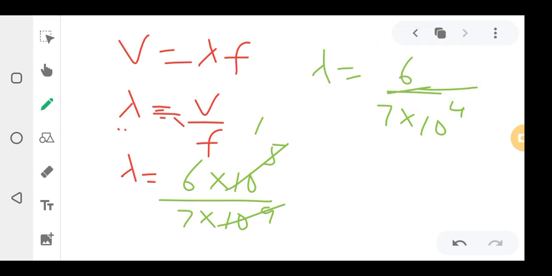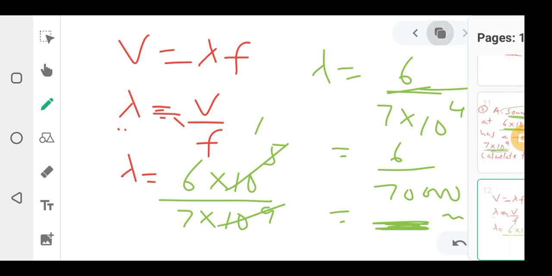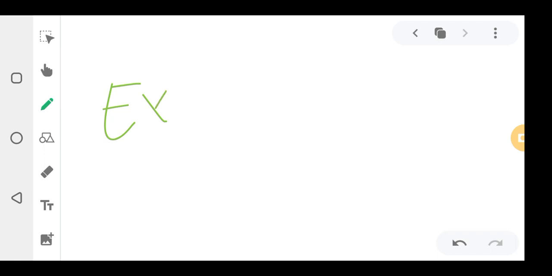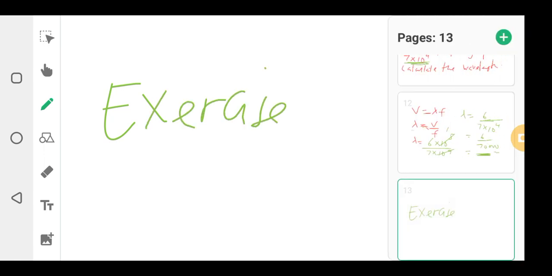And then that is 6 divided by 7,000. You can use a calculator to now divide this. When you divide this, the answer you get there using a calculator, meters. That's how you solve these kind of questions. Now you can have an exercise. You have to finish that answer. Use your calculator. Now this is an exercise.